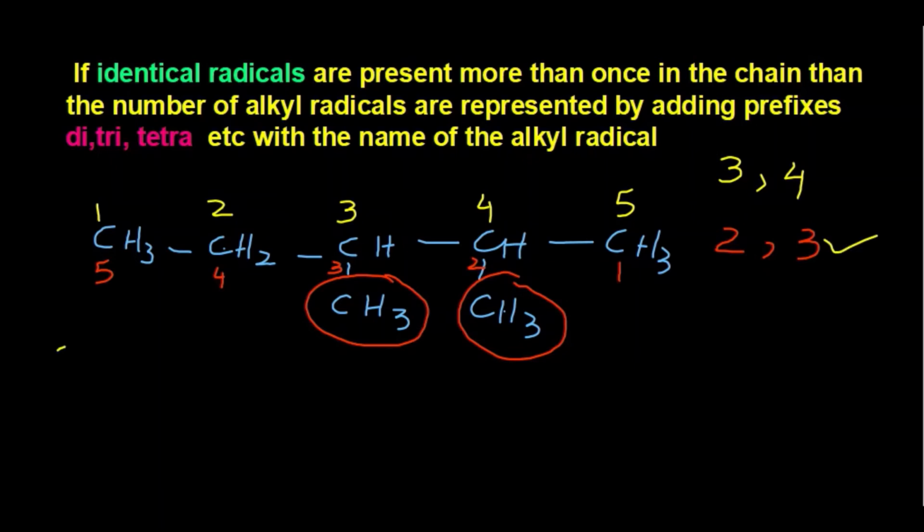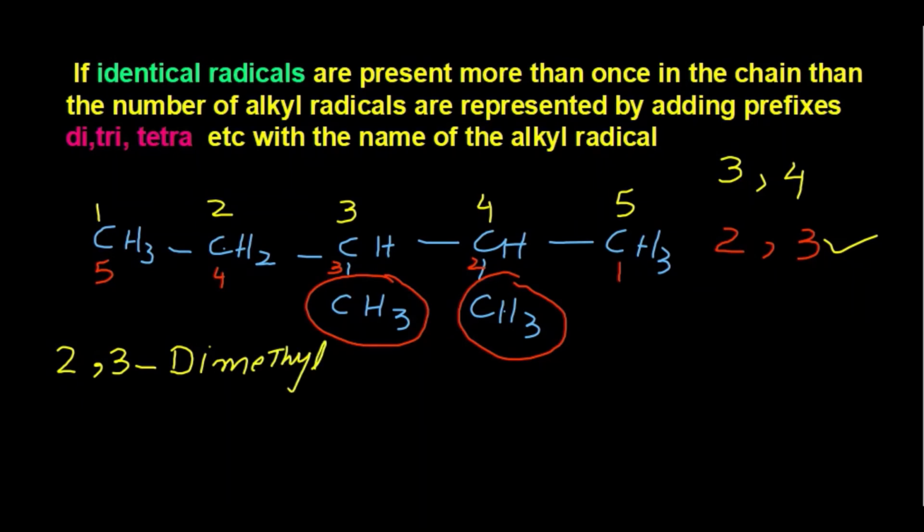Now assign the IUPAC name to this molecule. There are two methyl radicals, so we use the term dimethyl. Before writing dimethyl, we must write their positions. As we have noticed, what are the positions of these methyl radicals? 2, 3, hyphen. Then we write dimethyl.